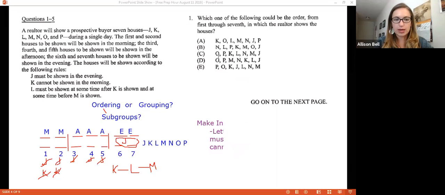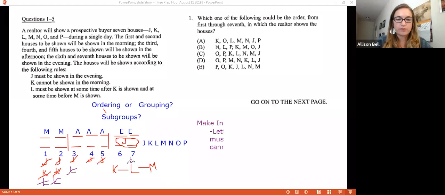Okay, so Kaylee is saying L can't go in 3 or 7. I love that. So we're looking at L has to come after K. If K can't be in 1 or 2, then we wouldn't be able to put L in 3. We actually also wouldn't be able to put L in 1 or 2. So I would add a little cross off of L there, because if L were in 1 or 2, then K would not be able to come before it. And L can't go in 7.